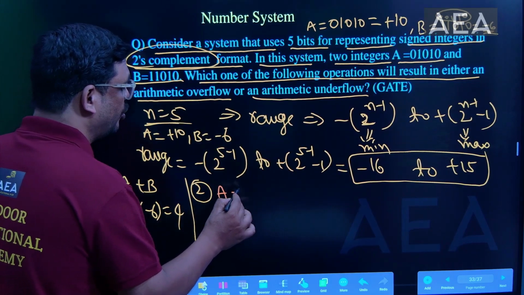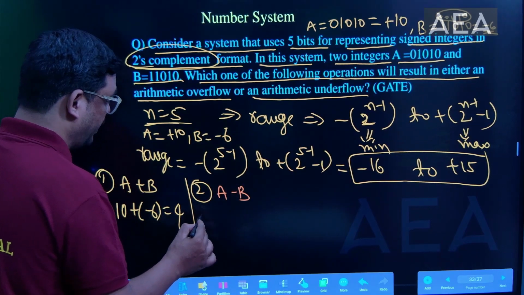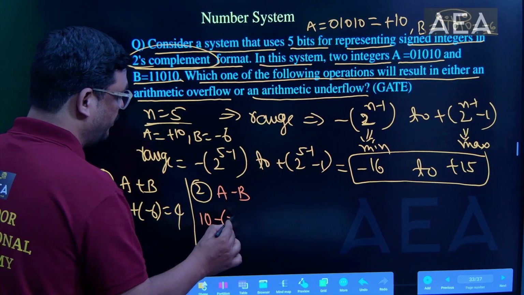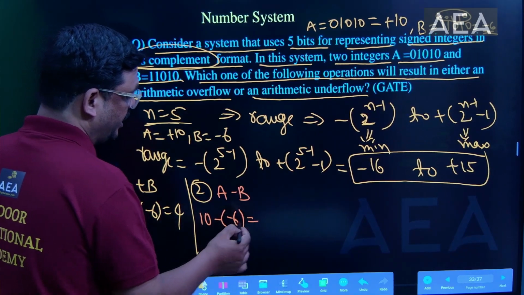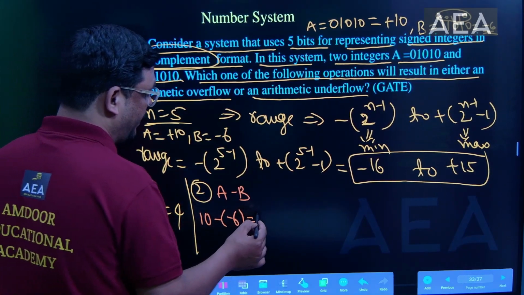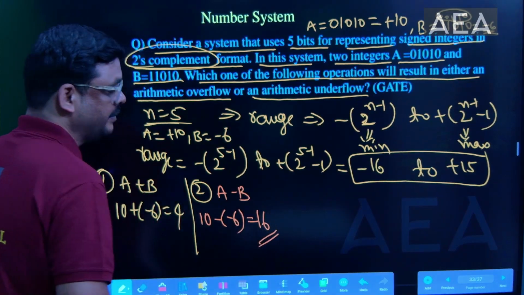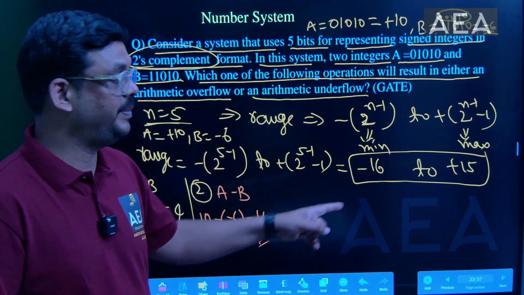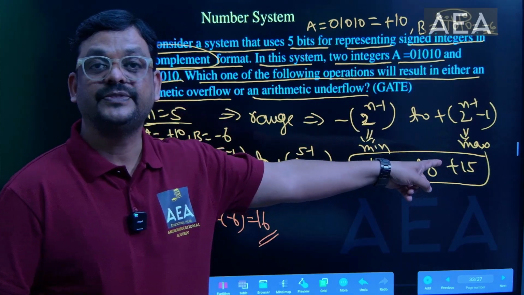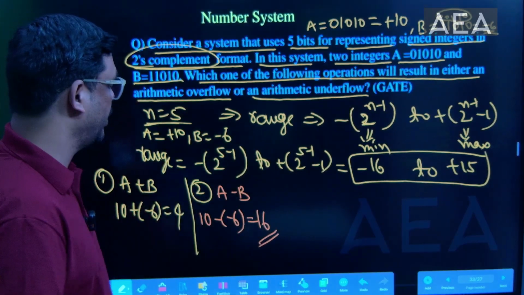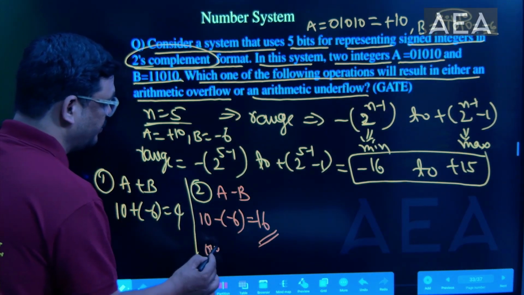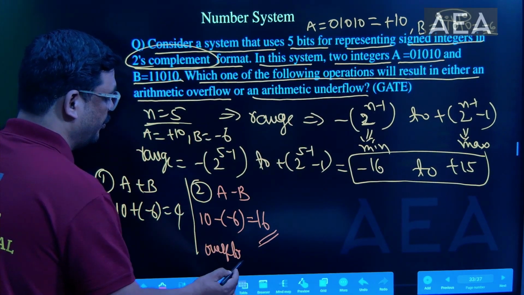A minus B I want to perform. A is 10, minus of minus 6, so minus into minus gives plus. 10 plus 6 is 16. Now the number is plus 16, and plus 16 is greater than plus 15, so this gives the overflow condition.